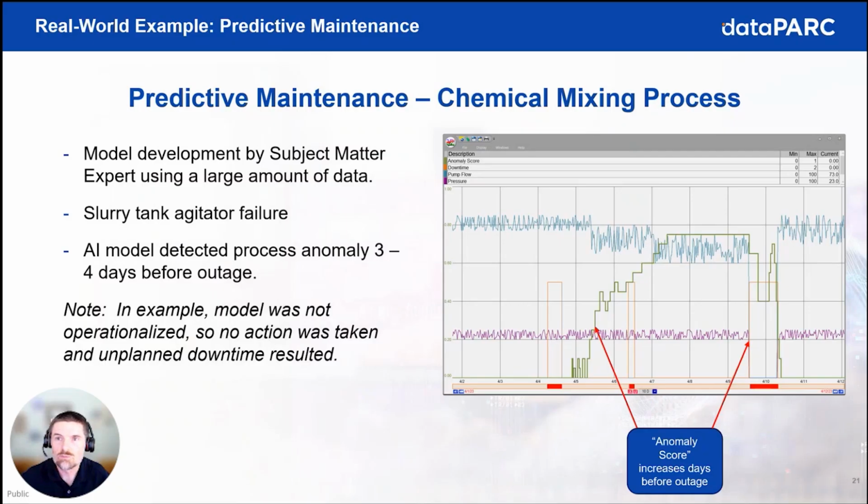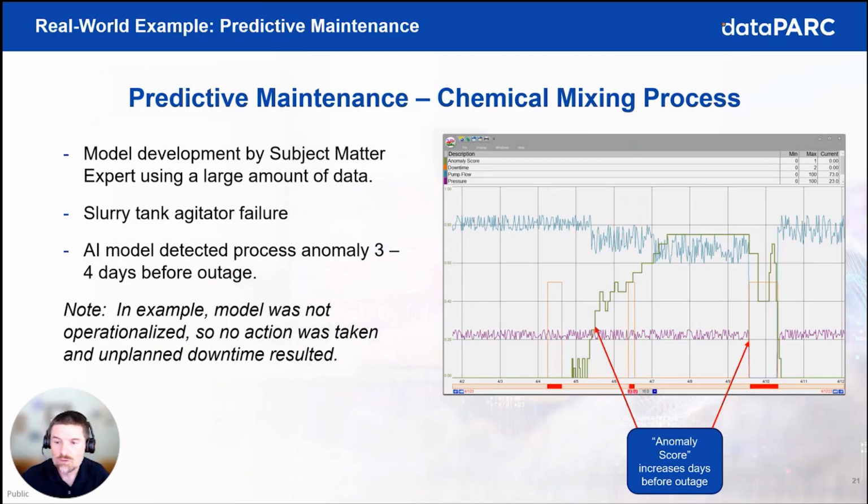But some of the other variables in the process started to indicate to that anomaly score that something was wrong. And so the anomaly score started increasing. And it steadily increased over a couple of days and got to a point where it hit its maximum value. So the AI model could see that the process was far from its normal operating condition until finally, about 4 or 5 days after the agitator failure, so much solids had built up that they plugged the suction of the discharge pump, and the discharge pump shut down, and the process had an unplanned downtime.